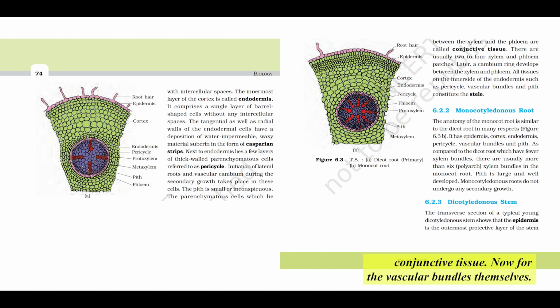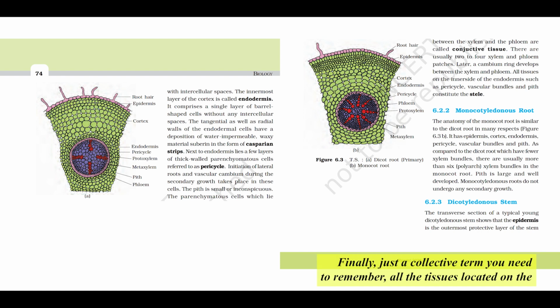Now for the vascular bundles themselves. In a typical dicot root, you usually find 2 to 4 xylem patches and 2 to 4 phloem patches. They're arranged in that radiate pattern we discussed earlier, alternating xylem, phloem, xylem, phloem. A crucial point specifically for dicot roots is that later on, a ring of cambium develops between these xylem and phloem patches, usually from the conjunctive tissue and parts of the pericycle. This cambium ring is what enables the root to undergo secondary growth, allowing it to increase significantly in diameter and become much more robust over time.